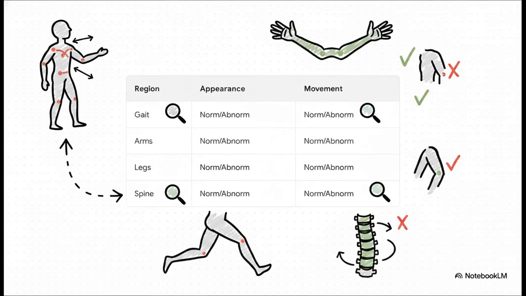Once you finish your quick scan, you just jot down the findings in a really simple matrix. By just logging normal or abnormal for appearance and movement across the gait, arms, legs, and spine, you instantly map out exactly where the structural abnormalities are hiding. It creates the perfect roadmap for the rest of your consultation.